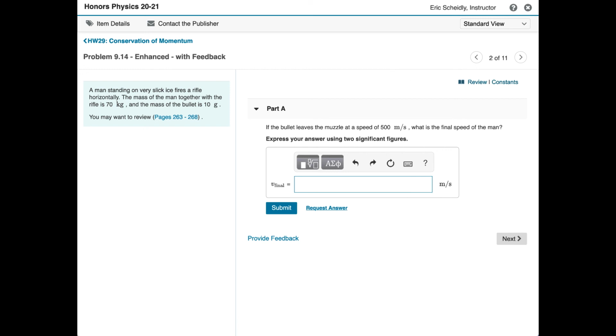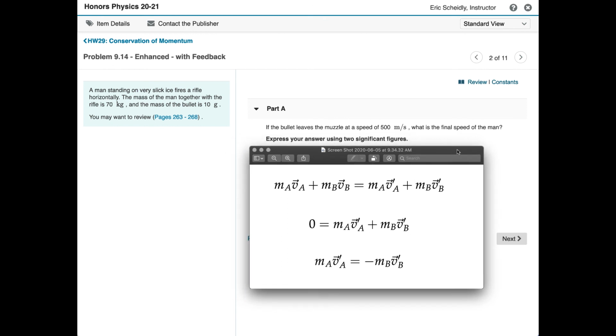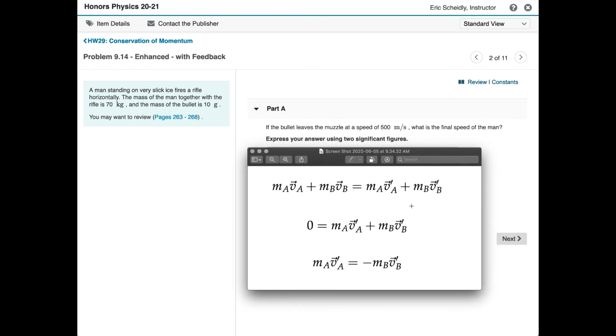Well, I'm going to apply the law of conservation of momentum to this. So what I'm going to do is write the conservation of momentum out in its basic form. MAVA plus MBVB is equal to MAVA prime plus MBVB prime. Now, it's a man standing on ice with a rifle and a bullet in the rifle. Everything has a velocity of zero.